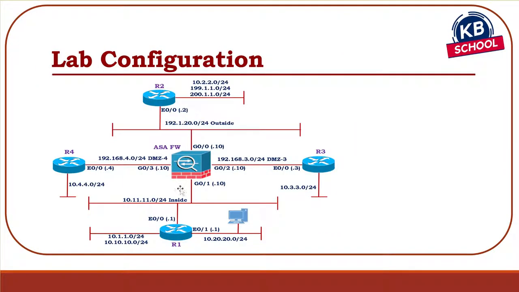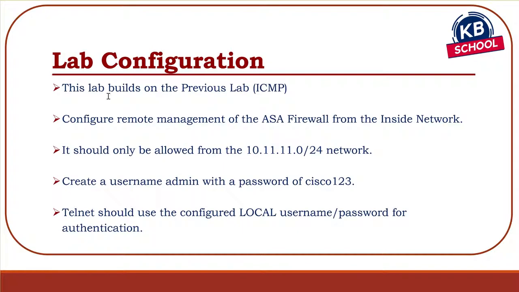This is the same topology that we have been using in our labs prior to this. So basically, this is the lab from the ICMP lab, which was, I believe, video number 11. This lab builds on the previous lab of ICMP. Configure remote management of the ASA firewall from the inside network. It should only be allowed from the 10.11.11.0 network. So telnet 10.11.11.0 with a mask on the inside interface. Create a username admin with the password of Cisco123.